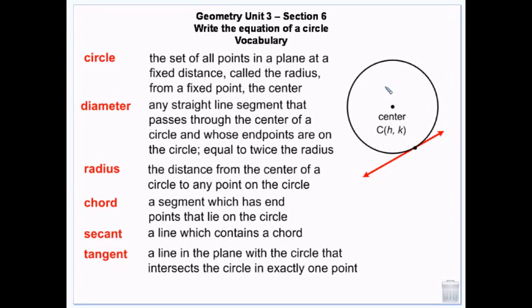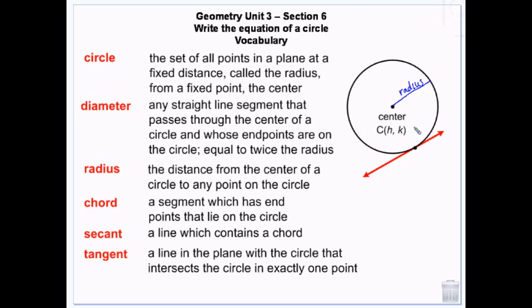A circle is the set of all points from a fixed distance called a radius. So this distance here is the radius. What a circle is literally is I take a point and I take a distance and, kind of like a clock hand, I go around and make points the whole way around. And that's how you make a circle.